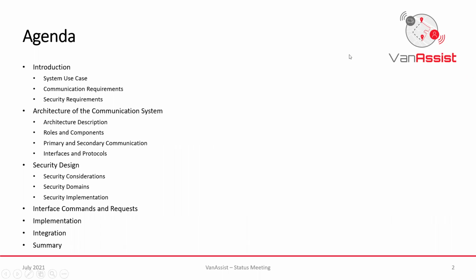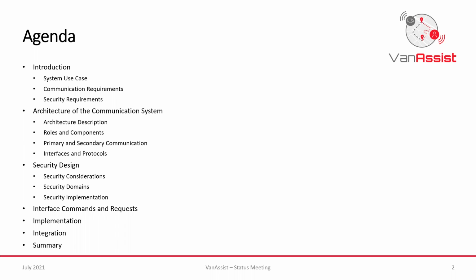So the table of contents is as follows. In the beginning, there will be an introduction. In the introduction, we will discuss the system use case, the communication requirements, and the security requirements of the communication.